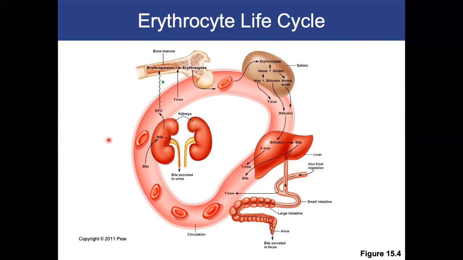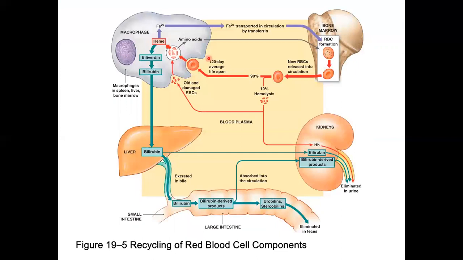Okay, so here's your little erythrocyte life cycle. I put this picture in too because I really like the color coding. It makes more sense to me, but it tells you the same thing. So your macrophages in the spleen and liver and bone marrow are going to degrade the heme into biliverdin and bilirubin.